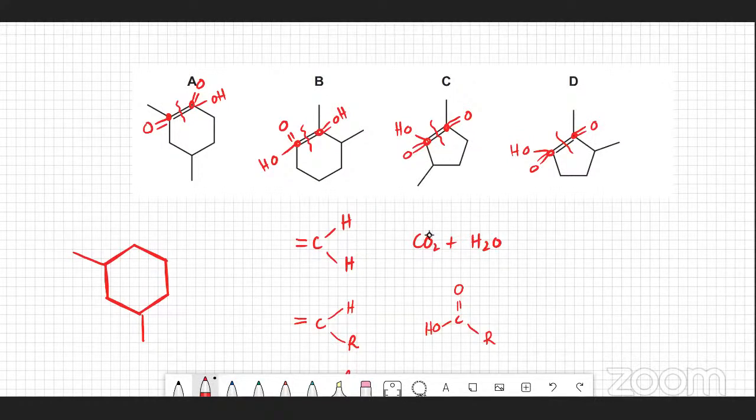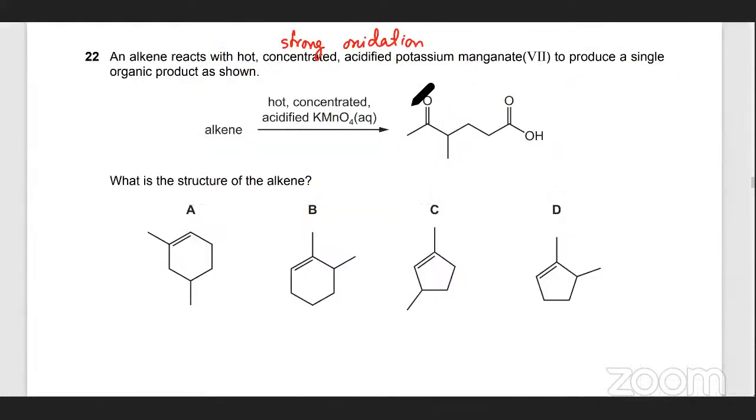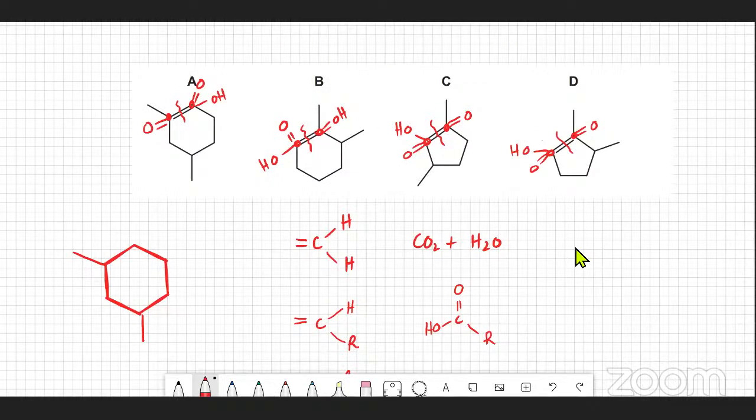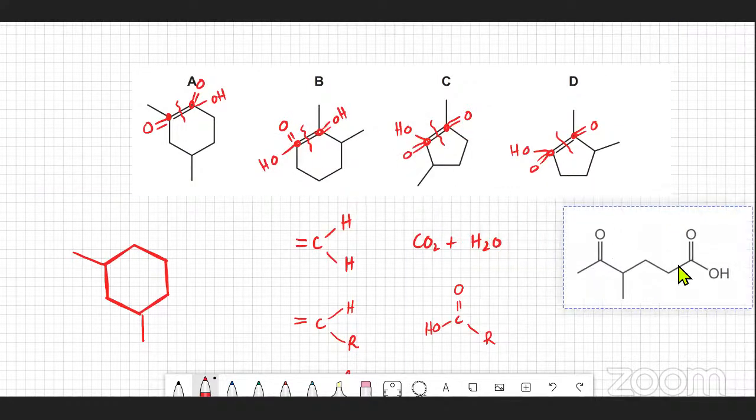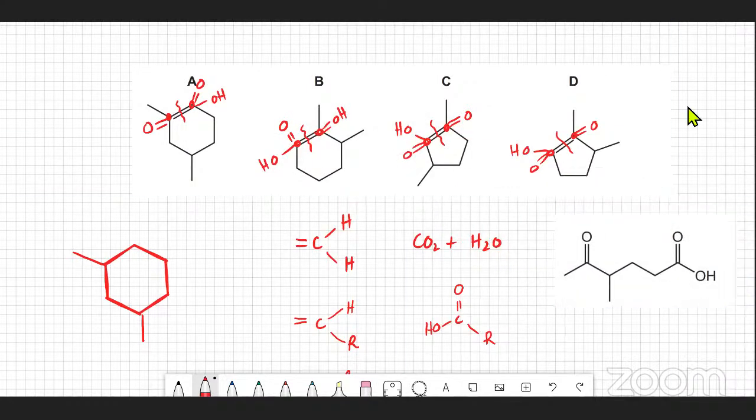So I've oxidized all the substances, and I need to figure out which one is giving me this product. That's the whole question. So I'm going to copy this molecule over here and match it with the ones that I've drawn. So here's my molecule. Now always remember the double bond is gone in the middle. The molecule has split at this point, so that's gone. So which one is this molecule?